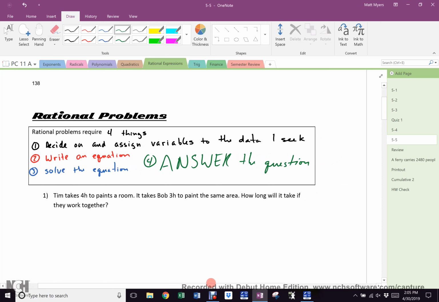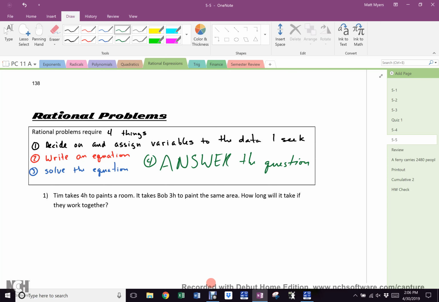Tim takes 4 hours to paint a room. Bob takes 3 hours to paint a room. How long will it take if they work together? Some kid always says 7 hours right now. I'm stopping that kid from saying 7 hours right now. Because if I take 4 and then somebody else helps me, how can it possibly take longer? Now, I'm talking about real people, not the way you people do work. Right?